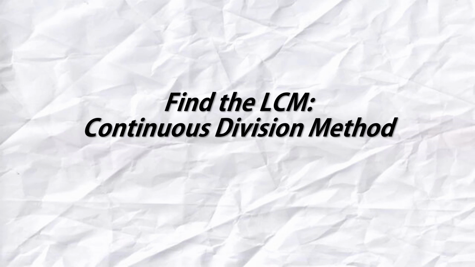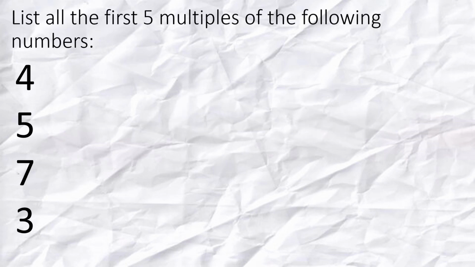For today's lesson, we'll be discussing finding the LCM using the continuous division method. Before that, let us first try to list down the first 5 multiples of the following numbers. For number 4, the multiples of 4 are 4, 8, 12, 16, and 20.